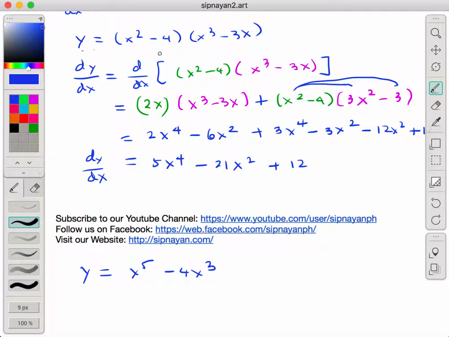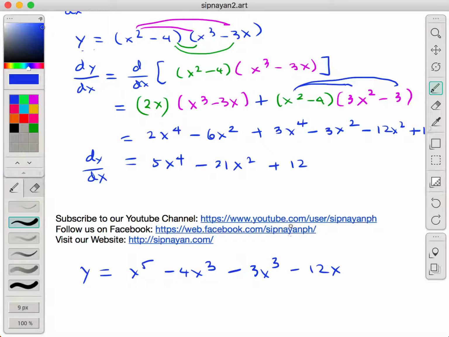So multiply natin to, x to the fifth, and then minus 4x cubed. And then, yan, x squared tsaka 3x. Magiging 3x cubed, diba? What else? Natapos na natin to. Tapos na rin natin to. Minus 4x cubed. And then, so ang x to the fifth natin ito. And then, yung 4x cubed natin ay ito. And then yung 3x cubed natin ito. Tapos ito minus 12x. Ayun.